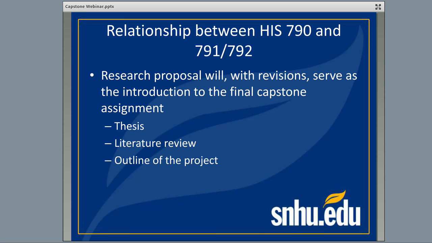Additionally, with revisions and working closely with your capstone instructor in 790, the research proposal will serve as the introduction of the final capstone assignment. The thesis, like I said, the literature overview, and the outline of the project. Why is your research needed? What gap is present? And ultimately, what does your research add to existing secondary scholarly material on the topic? Remember, that is a key element of the research proposal, making the case for why your research is needed and how it differs from current scholarship on the topic.